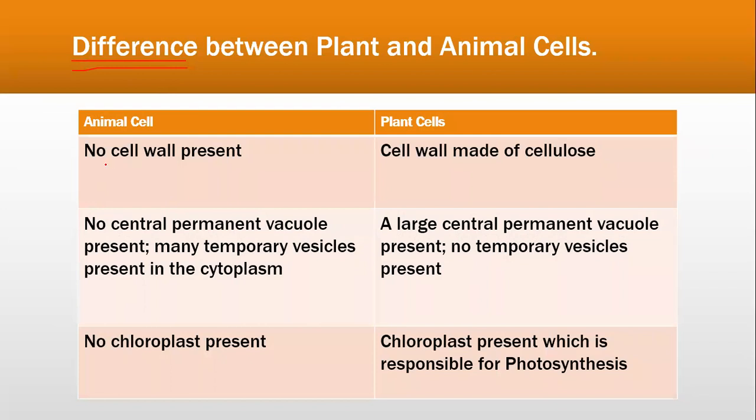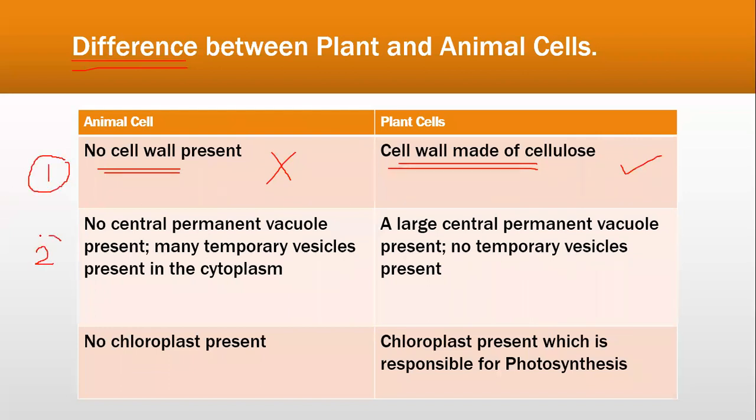In animal cells, we know that there is no cell wall present, whereas in plant cells, the cell wall is made up of the material cellulose. Remember, in bacteria it is made of peptidoglycan, in fungi it is made of chitin, and the cell wall in plants is made up of cellulose. So animal cells have no cell wall, whereas plant cells have a cell wall. That is your first difference.